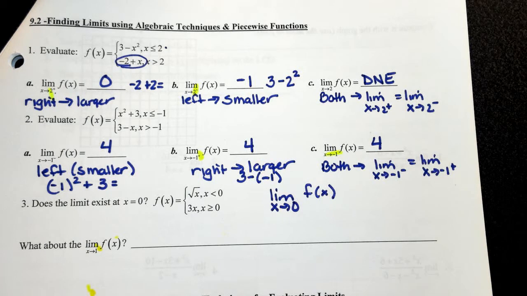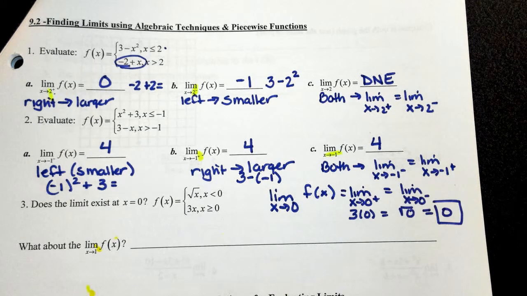For this limit to exist, what side are we going to look at? Left, right, or both? Both. So go ahead and tell me if that limit as x approaches 0 is going to exist or not. So we come up with 0 for that one? All right. So any questions on how you can find a two-sided limit from a piecewise function?